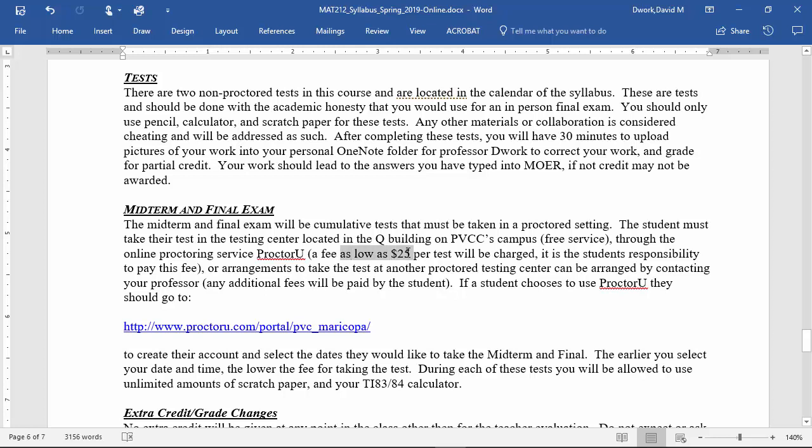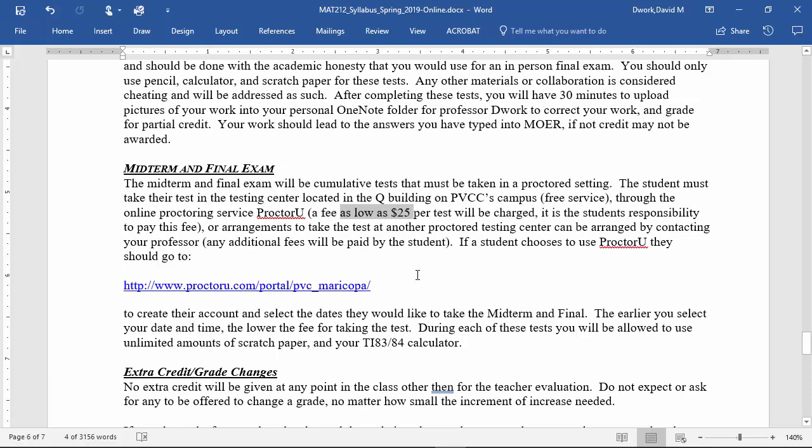I believe it is as low as $25. They could change their pricing at any time, but last I checked, it was as low as $25. But that is your responsibility to pay to do that. If those testing accommodations do not work for you, please let me know and let's see what we can work out. I'm always here to work with you.